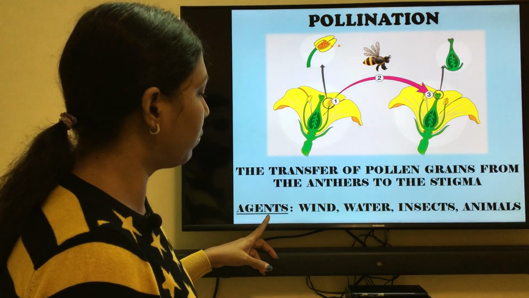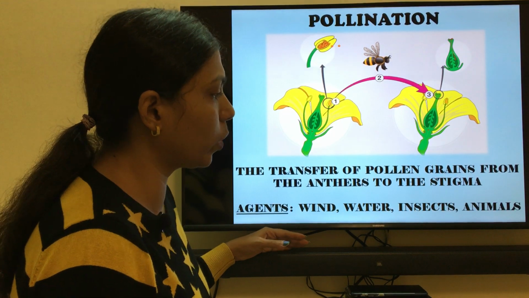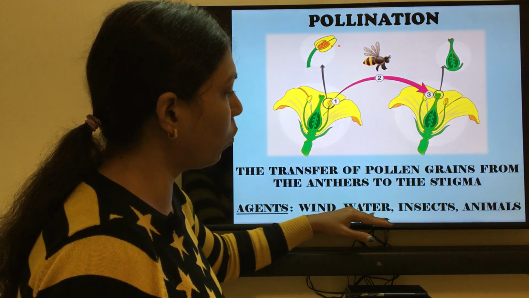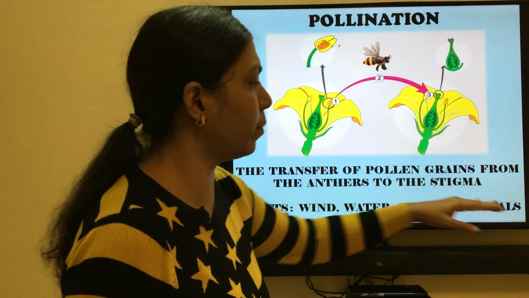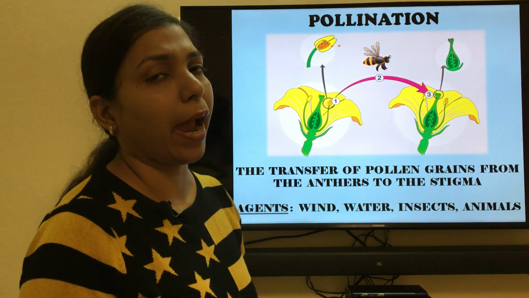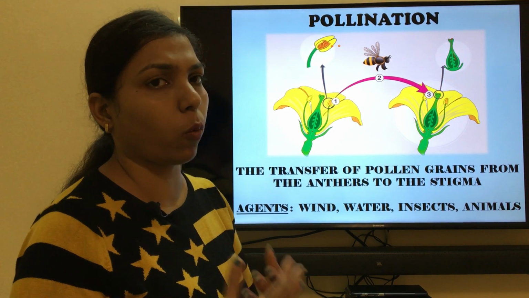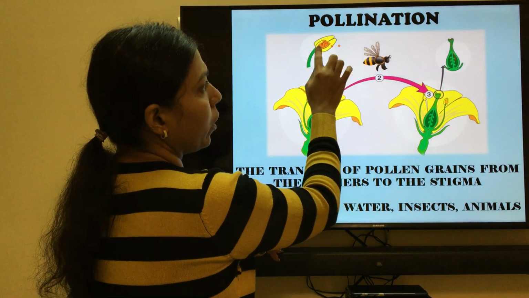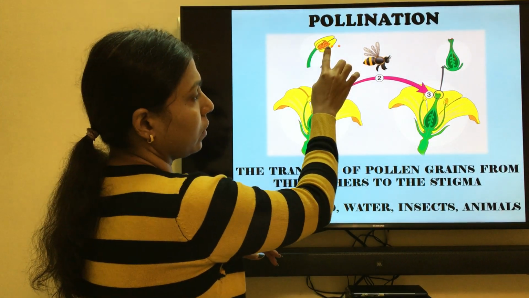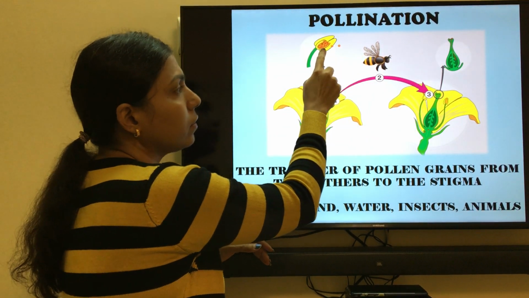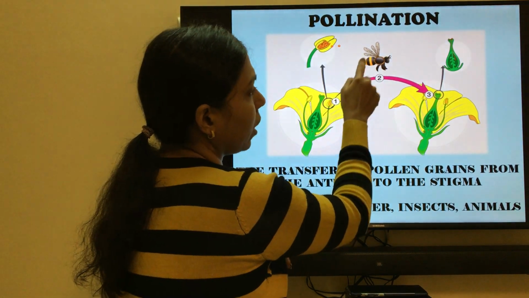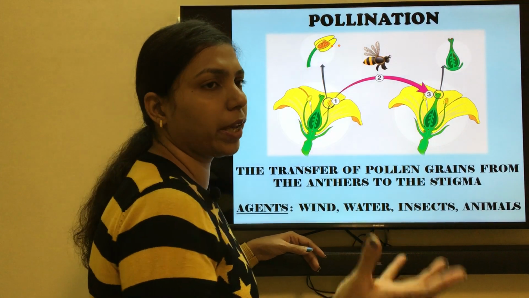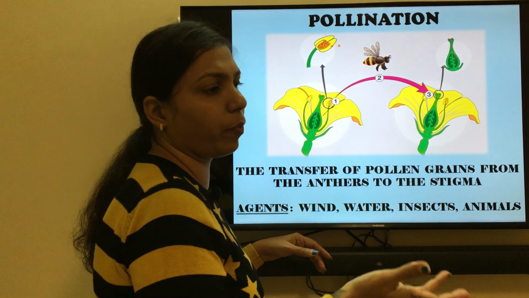And what are the different agents, the different things which can help in the process of pollination? You have wind, water, insects, and animals. All these agents help in the process of pollination. You see this anther, the pollen grains, the small orange structures over here, these are your pollen grains. These pollen grains can get stuck onto the body of the insect or on the face of the animals which eat plants.